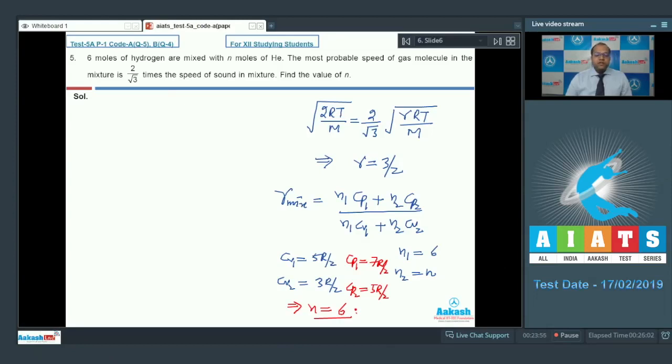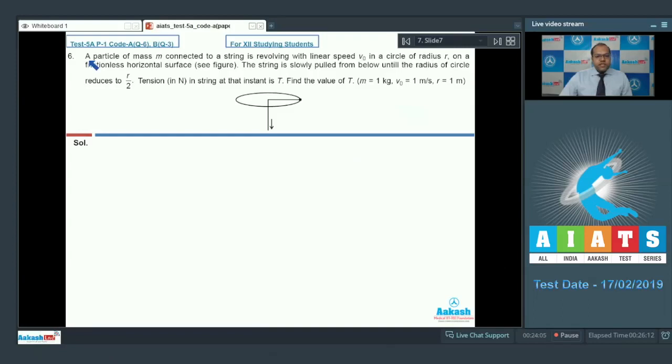Let's move to question number 6. In question number 6, a particle of mass m connected to a string is revolving with linear speed v0 in a circle of radius r on a frictionless horizontal surface. The string is slowly pulled from below until the radius of the circle reduces to r by 2. Tension in Newton in the string at that instant is T. Find the value of T.